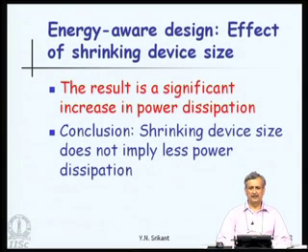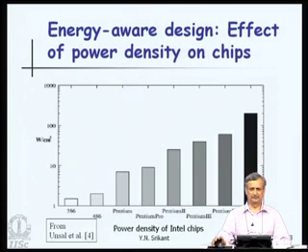So, the size of the chip and the number of devices being large results in higher power dissipation. So, that means shrinking device size does not imply less power dissipation as one may think.